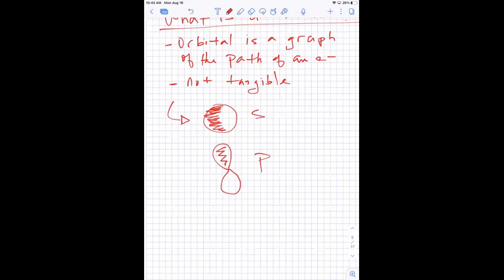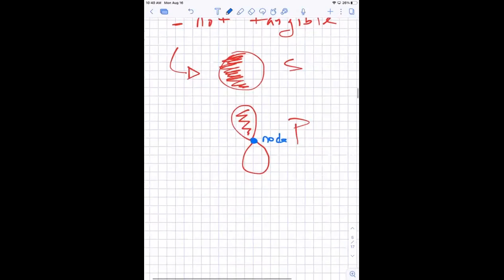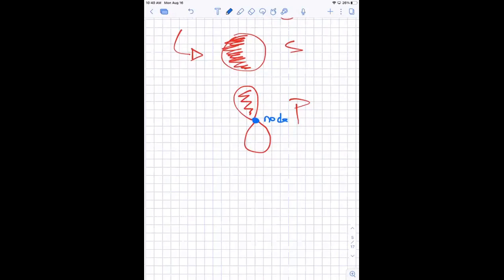and one lobe unshaded. And between those lobes, we have what's called a node, N-O-D-E. Right, that's a place where no electrons can be. It's a place where the graph of the orbital passes through 0. Right? So this orbital, the lobes have a sign. So we'll call this positive and that negative.